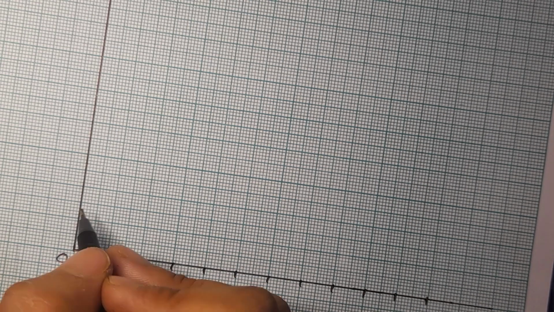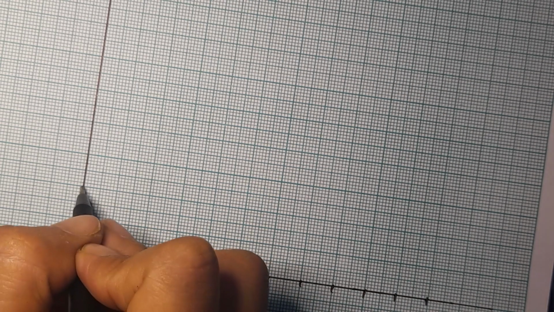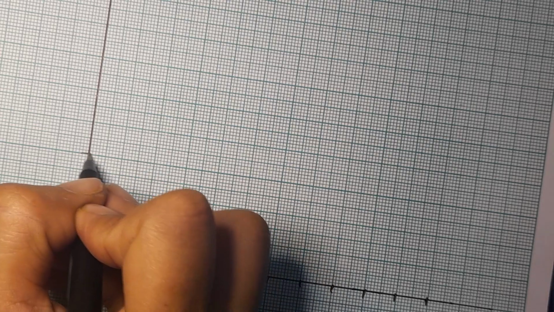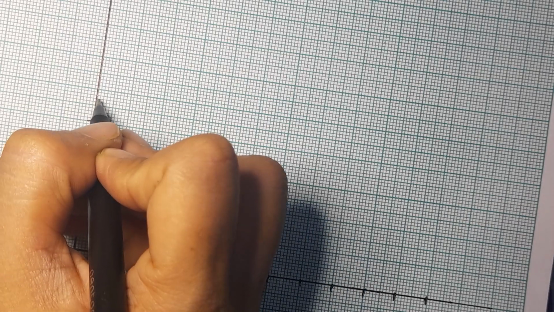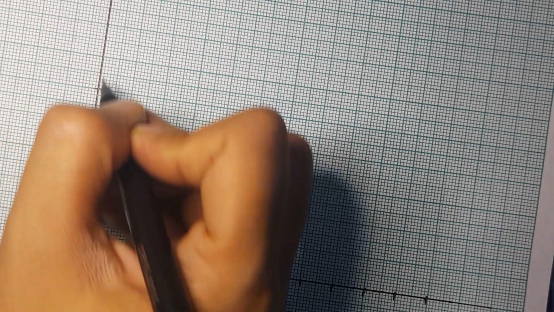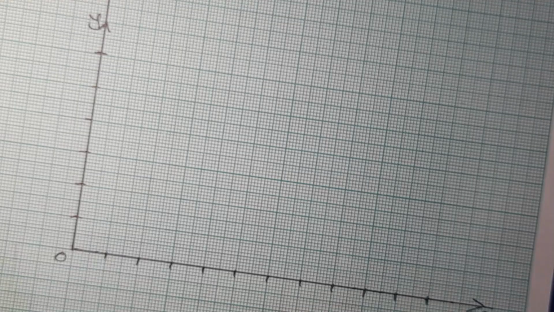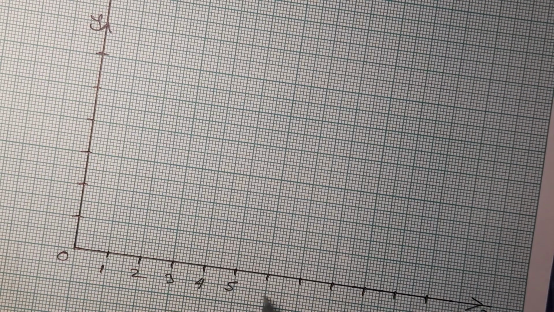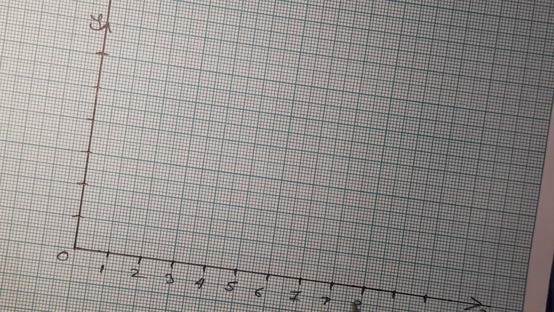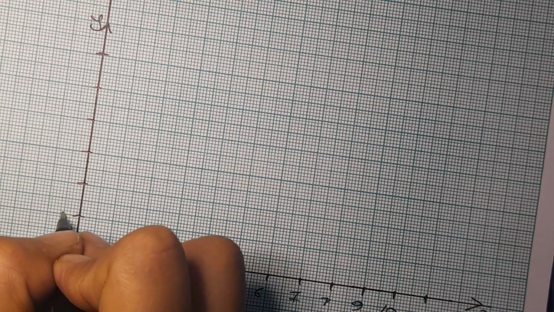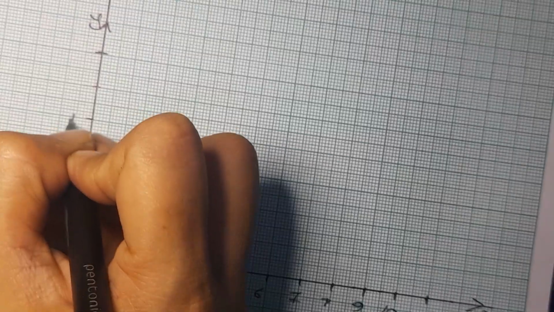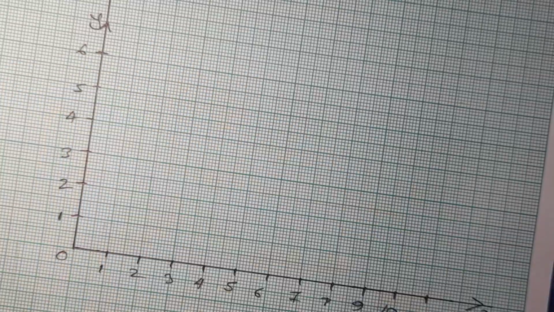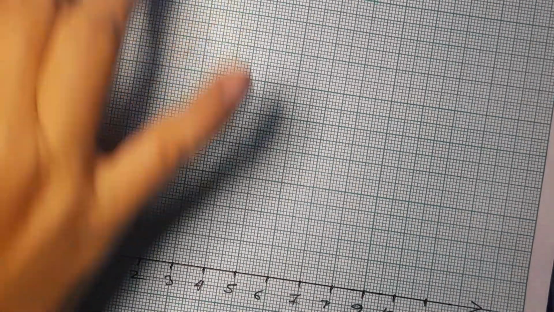Always take the extra. This is up to 5, so 1, 2, 3, 4, 5, 6. So this is the x-axis and this is the y-axis. Now 0, 1, 2, 3, 4, 5, 6, 7, 8, 9, 10. This side 1, 2, 3, 4, 5, 6. Now first let's take the numbers.